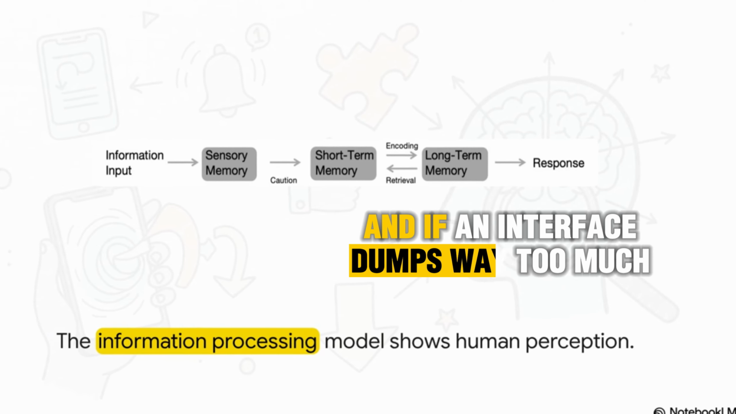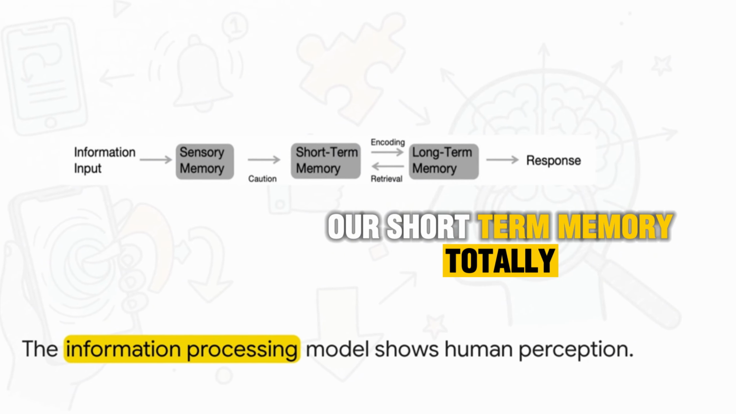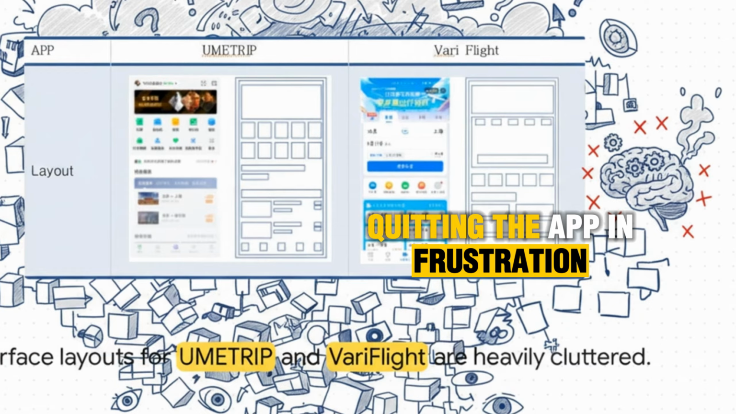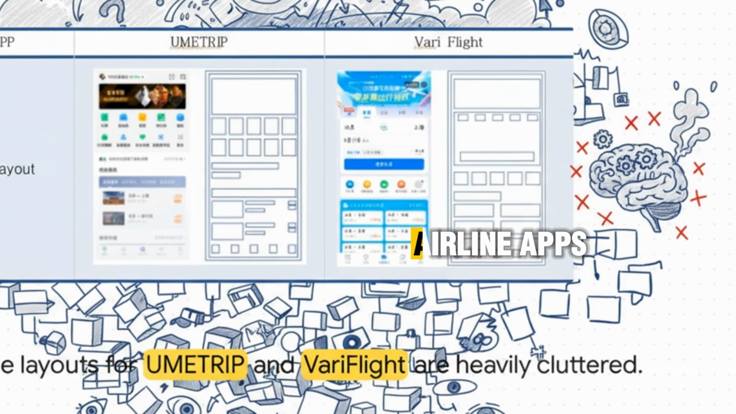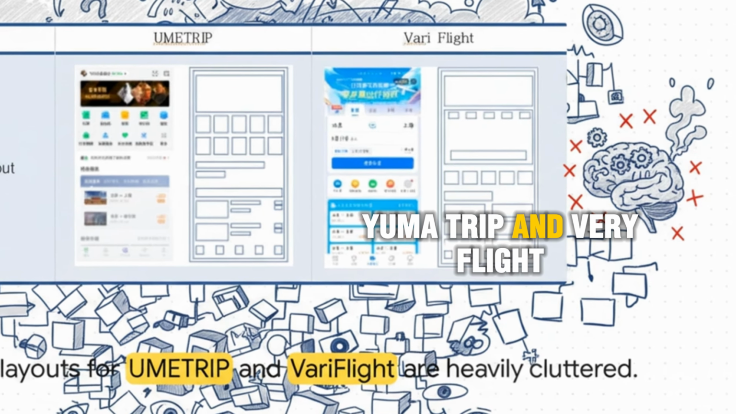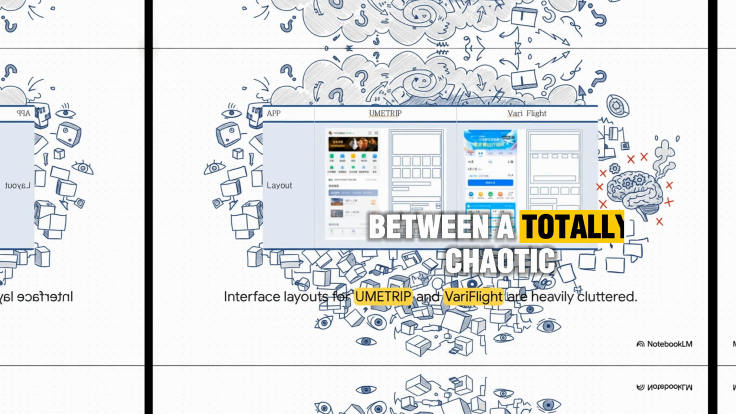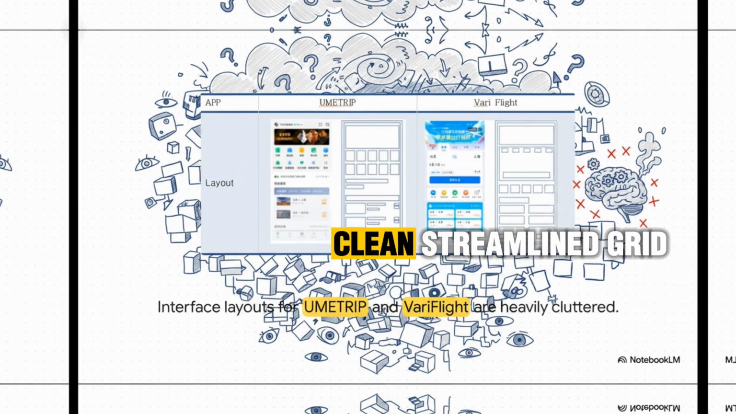And if an interface dumps way too much into our sensory memory at once, our short-term memory totally overloads, and our response is usually just rage-quitting the app in frustration. Check out this real-world example comparing the layouts of two Chinese airline apps, Yuma Trip and VeryFlight. It brilliantly illustrates the massive contrast between a totally chaotic, crowded digital environment and a clean, streamlined grid.